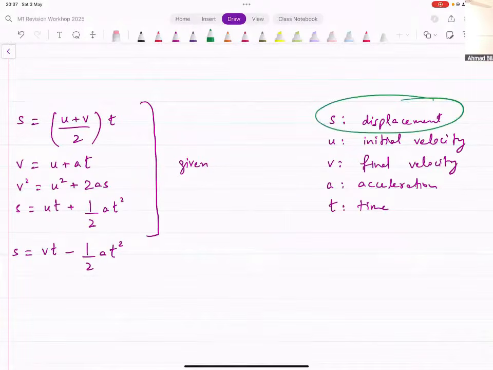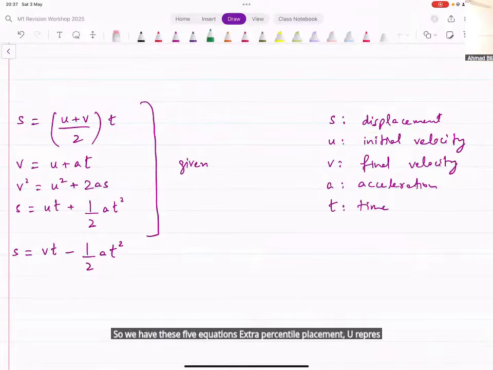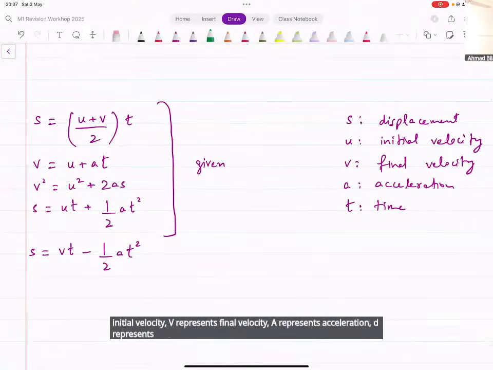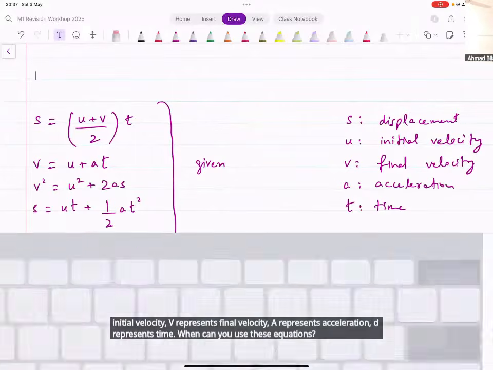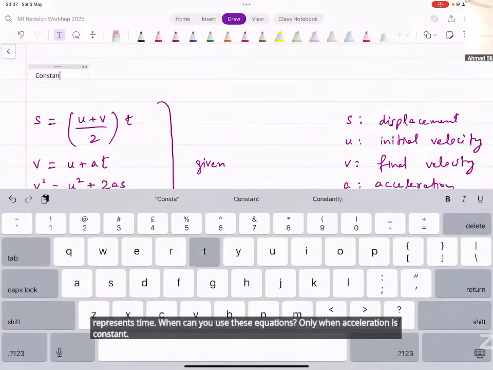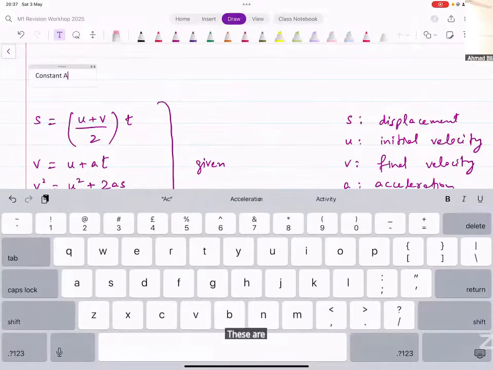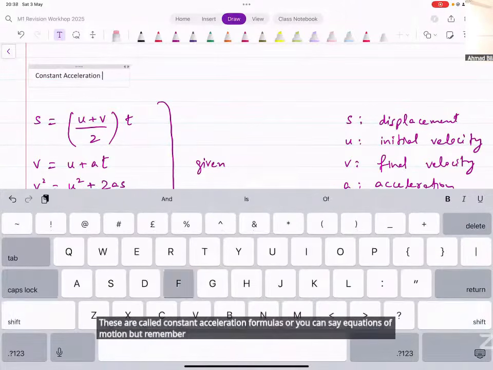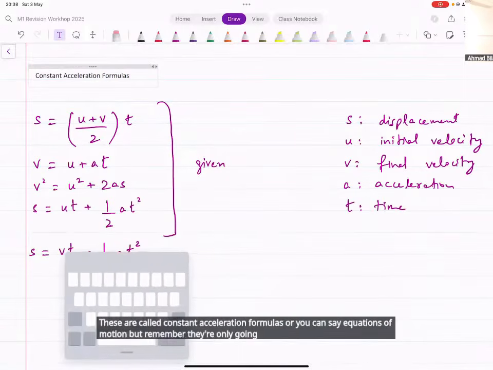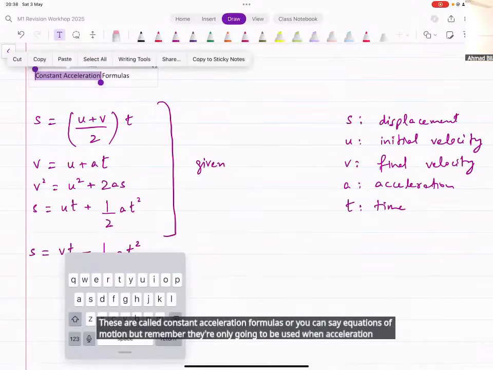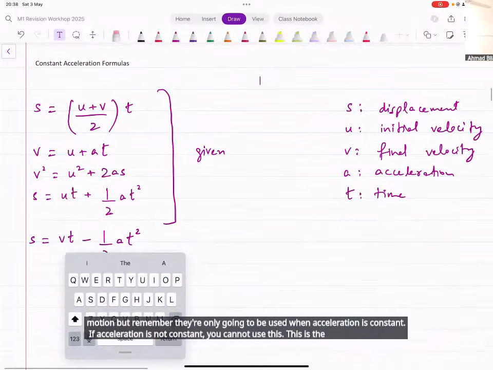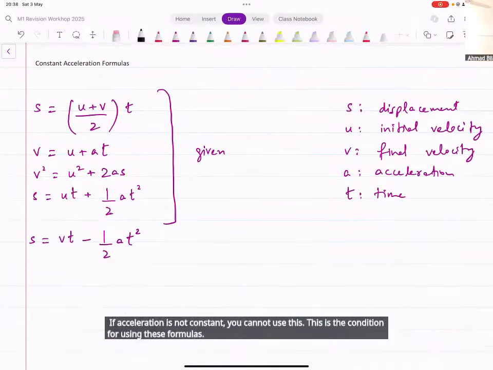S represents displacement, U represents initial velocity, V represents final velocity, A represents acceleration, T represents time. When can you use these equations? Only when acceleration is constant. These are called constant acceleration formulas, or you can say equations of motion. But remember, they're only going to be used when acceleration is constant. If acceleration is not constant, you cannot use this. This is the condition for using these formulas. Acceleration has to be constant.